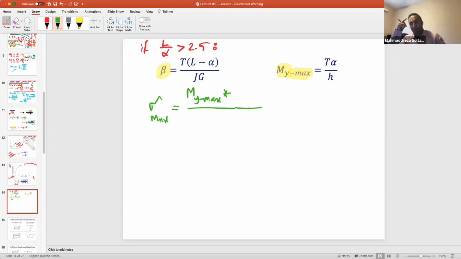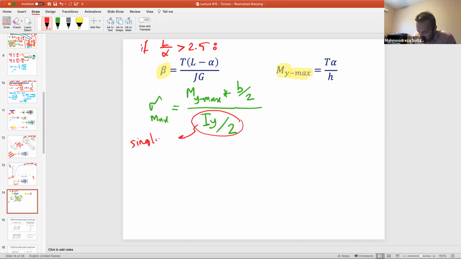So now you need to use, basically, you are on the flange of the member, right? You're on the flange of the member. So for writing the bending stress on that, you want to use the mid width, because the width would be the total width. So mid width would be b over 2 over I, but don't forget you are writing the equation in terms of only one flange. So let's write Iy over 2 for a single flange. Okay. So if you write the answer to this expression, you're going to get 6T alpha over h t b squared. This would be your maximum normal stress.